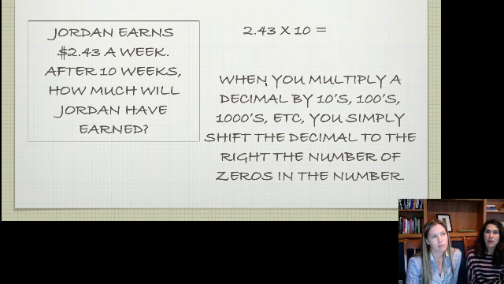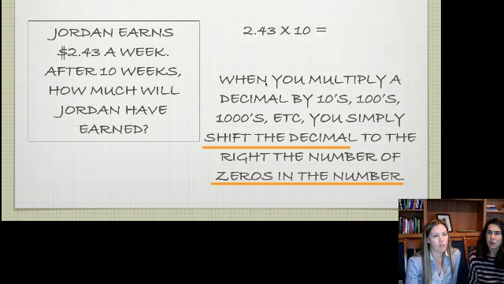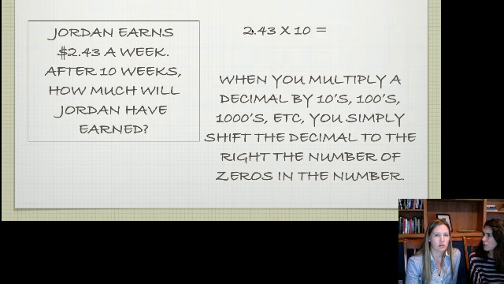We just want to think about this idea. When you multiply a decimal by either tens or hundreds, thousands, etc., you simply shift that decimal to the right, the number of zeros in the number. So we practiced that in the last learning goal. The only difference is our decimal's just in a different spot. It's in the middle of the number instead of the end. So we're going to apply that same rule.